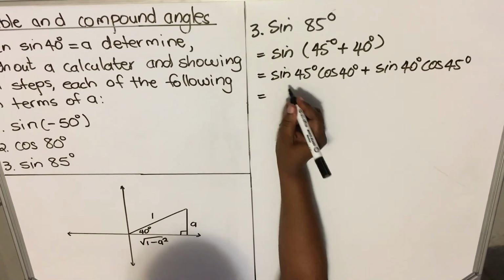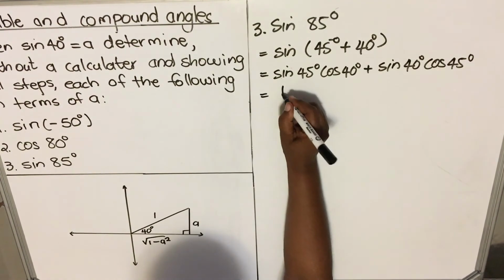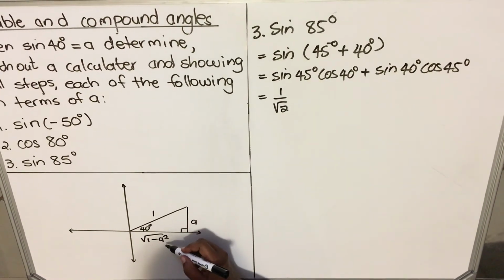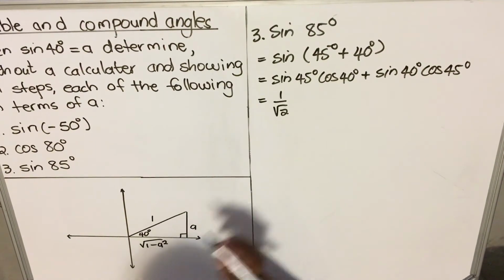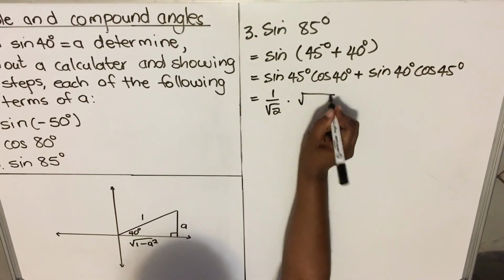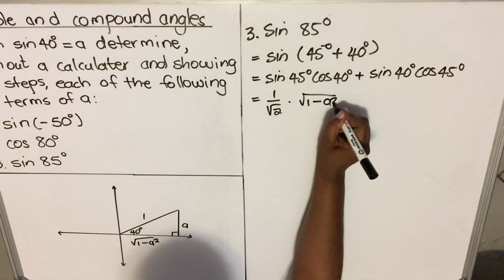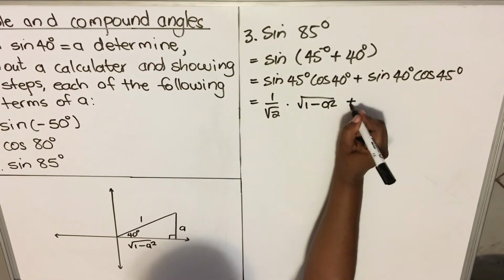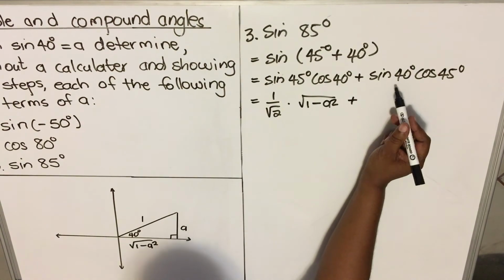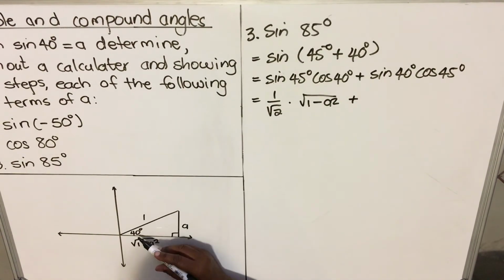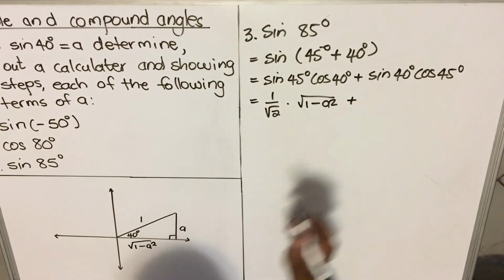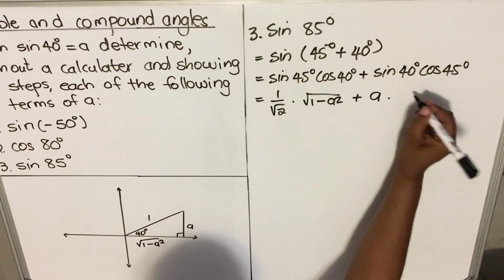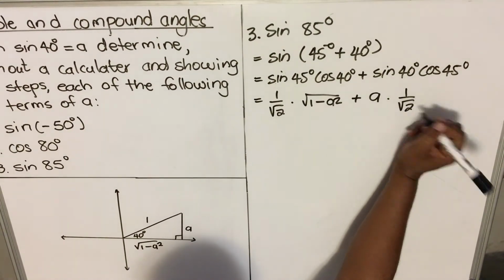Okay, sine 45 is 1 over root 2. Cos 40, we go to the diagram. Cos is adjacent, or x, which is square root of 1 minus a squared, over hypotenuse, which is 1. We don't have to write that. Plus sine 40. Sine 40, back to the diagram. Sine 40 is a over 1, which is a. And then cos 45. Cos 45 is 1 over root 2.